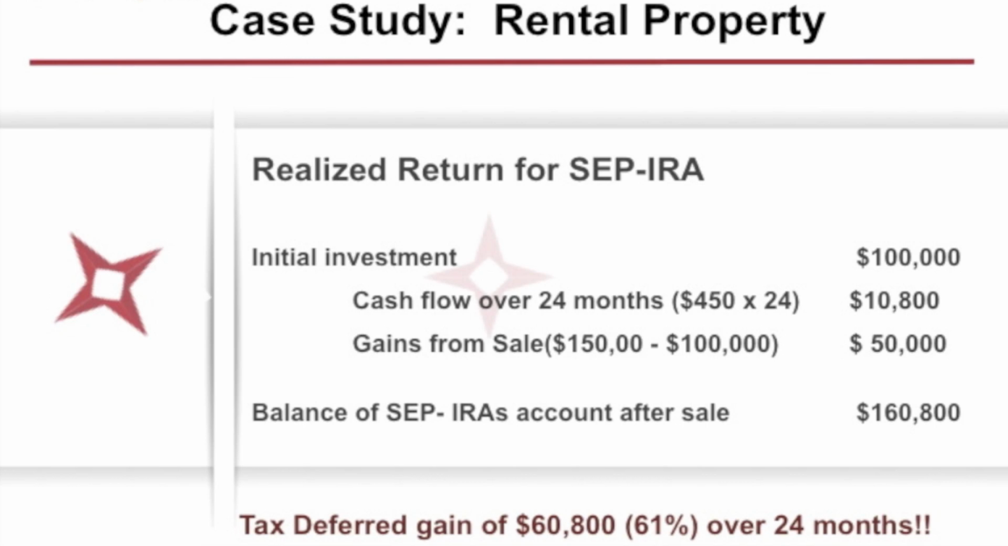So just to give you an idea, once this transaction closes, the total amount that would have been sent back to his retirement account, or should I say would have accumulated in his retirement account, would be $160,800.